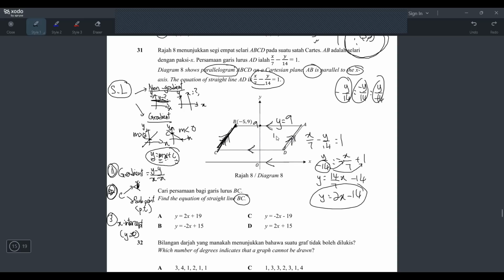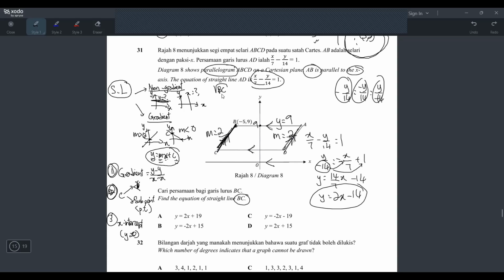It means the gradient of this line is 2 and the y-intercept is negative 14, but we don't label that because the y-intercept is down here. They didn't draw it, so I don't think I have to draw it. So if the gradient of AD is 2, what is the gradient of BC? 2 also, because they are parallel. Now I can find the BC equation.